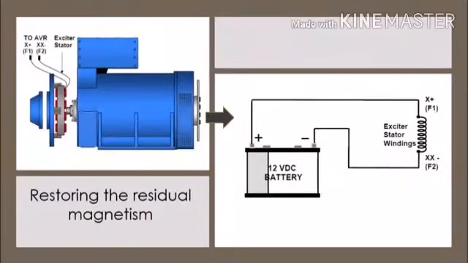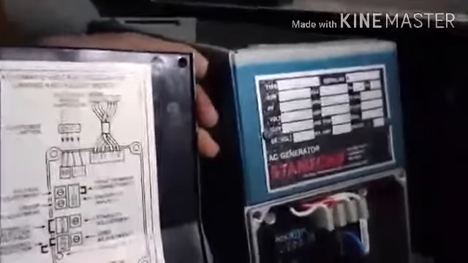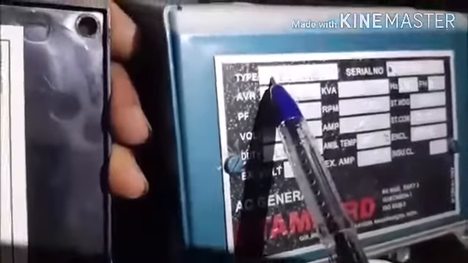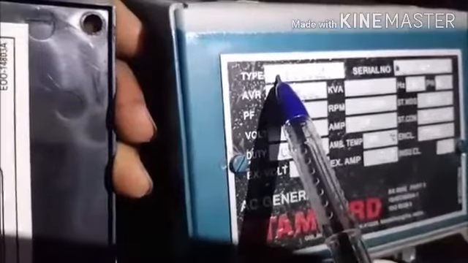Restoring this residual magnetism is possible and is sometimes referred to as flashing the exciter field using a 12-volt battery as shown in the image, and we will explain this in detail in this video. We will demonstrate the alternator excitation procedure on a Stamford P series alternator, which is fitted with AVR AS480.